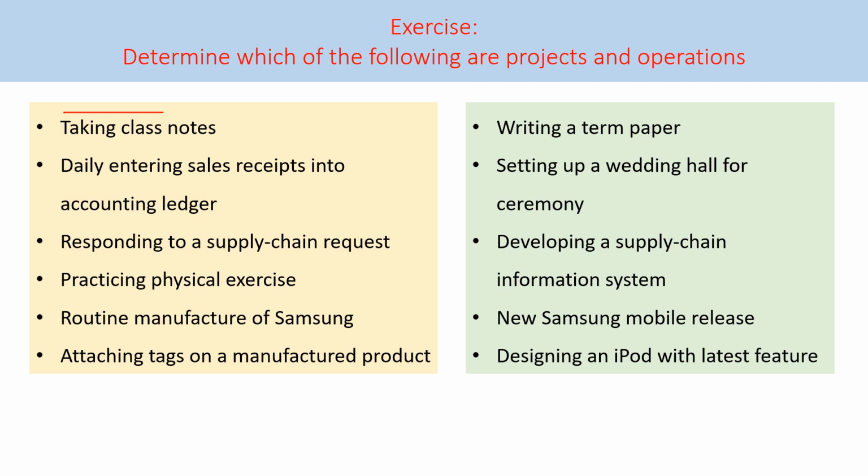And in the second column, I provide you: writing a term paper, setting up a wedding hall for a ceremony, developing a supply chain information system, new Samsung mobile release, designing an iPod with the latest feature. So determine which of the following are projects and which are operations. Just try to answer these activities by saying projects or operations. You can write it in the comment box.